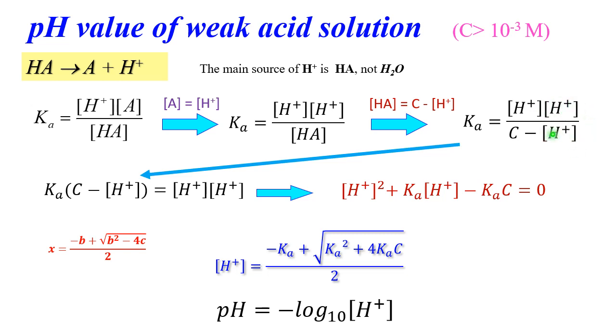How do we do that? Bringing this to the left side like this, and then writing it as a quadratic equation in standard form. For a quadratic equation from an algebra textbook, we have a formula in which B is Ka and C is our C, and here the sign is minus. As a result, we are getting such an expression for H plus. If we know H plus, we can calculate pH by the known formula. pH is the negative decimal log of the concentration of H plus ions. We solve the problem.